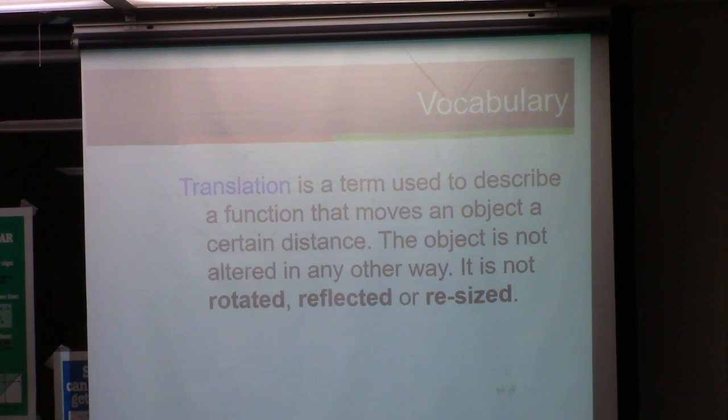So if this piece of paper is a plane and I'm going to translate it, I can move it right, I can move it left, I can move it up or down or diagonal, but it doesn't change size, it doesn't change shape, it just moves. It doesn't rotate, it doesn't reflect, it just moves. So we're going to be translating these absolute value functions. That's where we're headed in just a little bit.